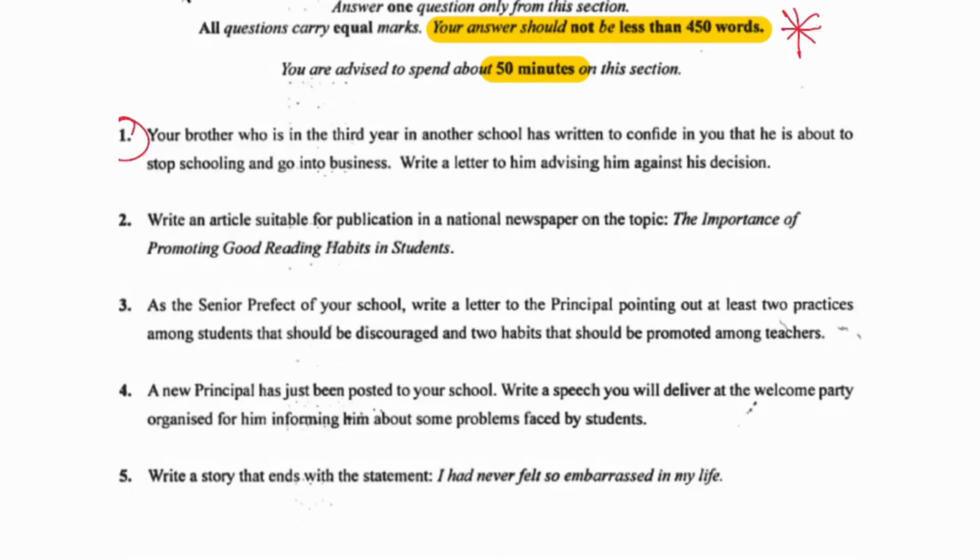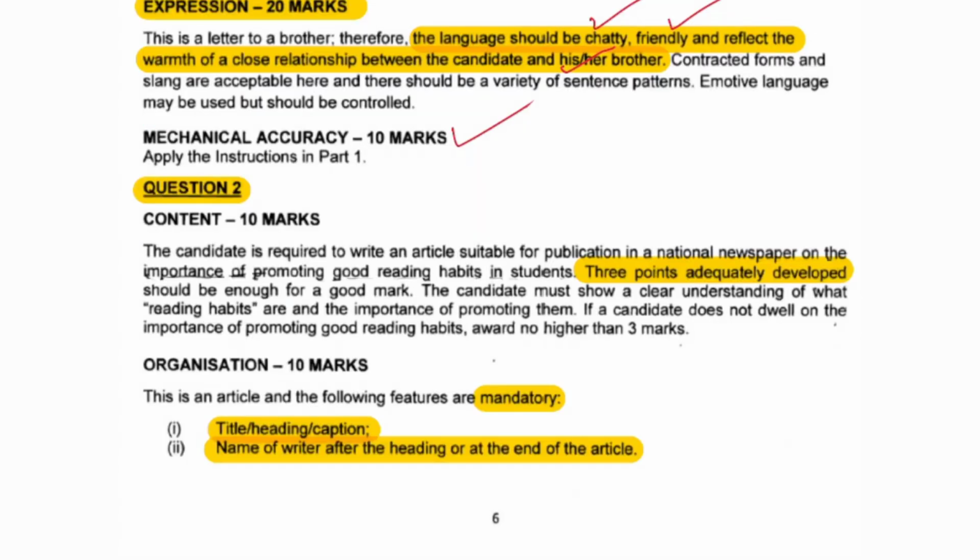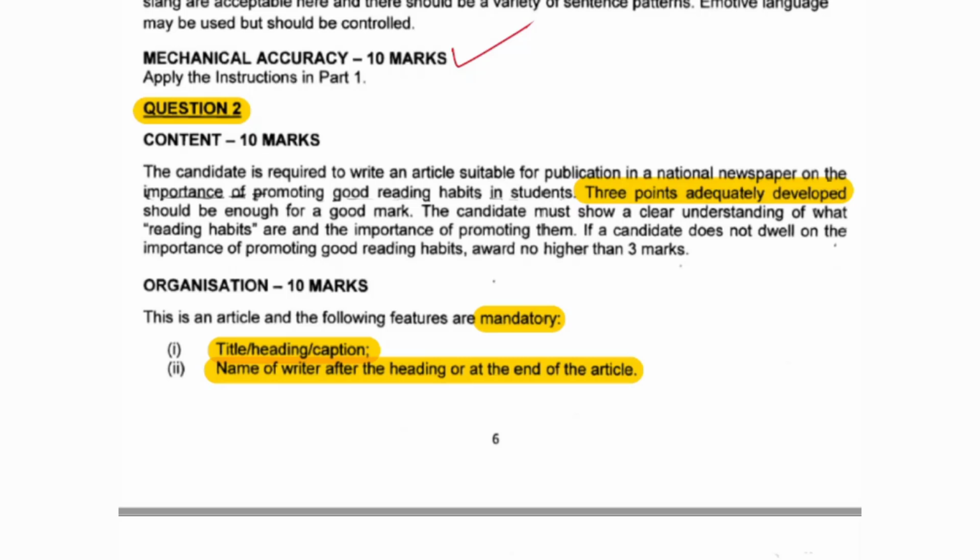And in question 2, you have to write an article that is suitable for publication in a national newspaper on the topic the importance of promoting good reading habits in students. That is question 2 for you. And here, if we just run through that particular question, again, you are being asked that 3 points should be adequately developed for you to get good marks. Okay, if you do not dwell on the importance of promoting good reading habits, then the maximum mark you can get is 3 marks. So this is what you need to do to abide within the scope of what is being asked of you. And because it's an article, these features are very compulsory, they are very mandatory.